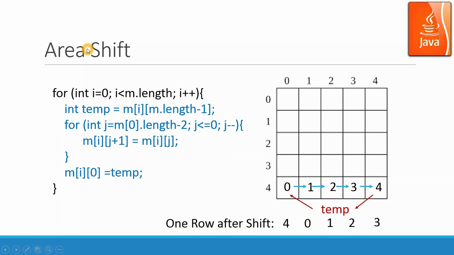And then we run through all of the rows i. By doing this, we will be able to copy the fourth column to temp, and then move from 3 to 4, 2 to 3, 1 to 2, and 0 to 1. This lecture shows you how the indexes are handled for 2D arrays. Thank you.